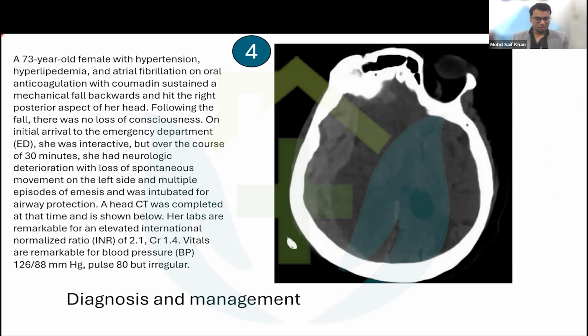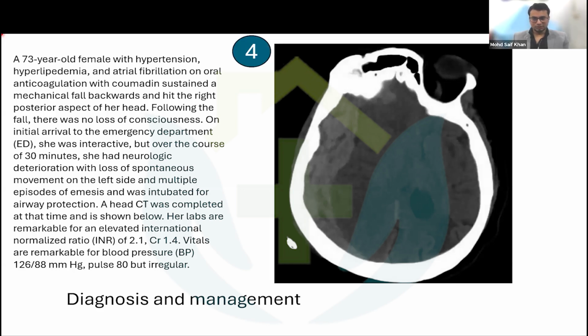So the question was about management also. How will you manage this case? Obviously, you have to take the help of neurosurgery, but you cannot do neurosurgery yourself. So what you are going to do first is to reverse the anticoagulation. You have to use some reversal agent and correct the INR. That is very, very important.